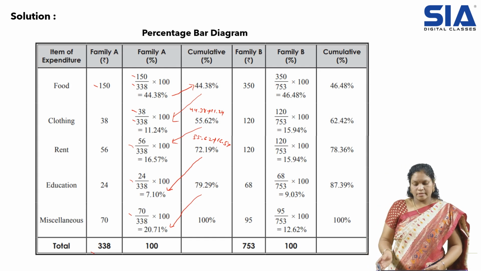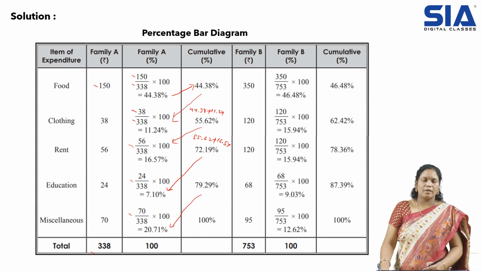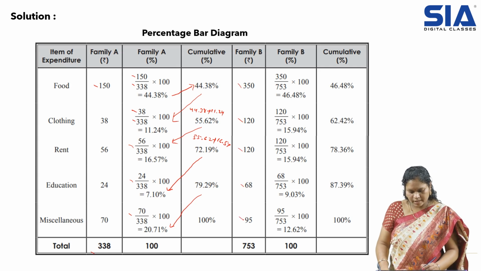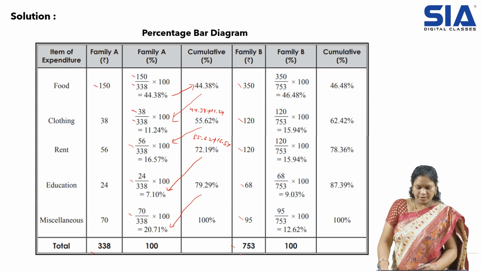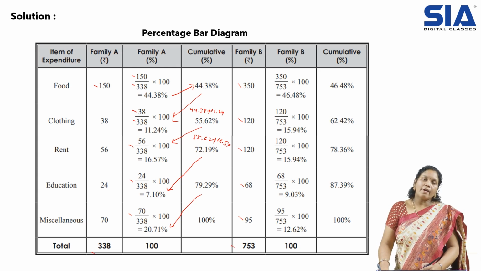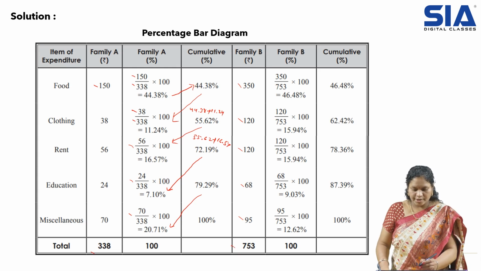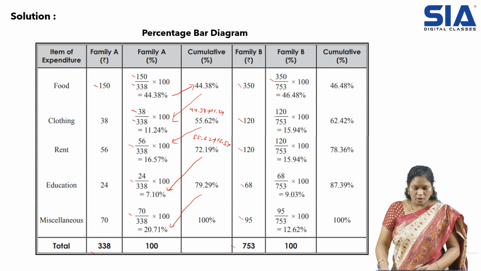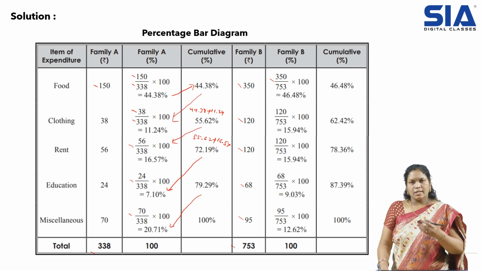Now similarly, let us calculate for family B. Same thing again. Family B, whatever values they have given in the question, simply add up all the values, you'll get a total. That is your 753 you got. That total you have to divide for each and every value, and multiply by 100. So 350 divided by 753 into 100, you got some answer. Similarly, go for all other values, divide it and multiply with 100. You go on doing, you'll get some percentages over there.